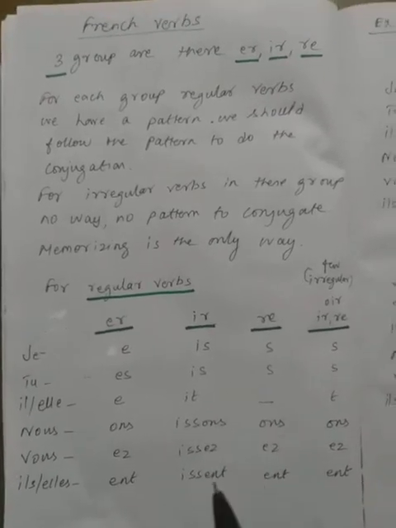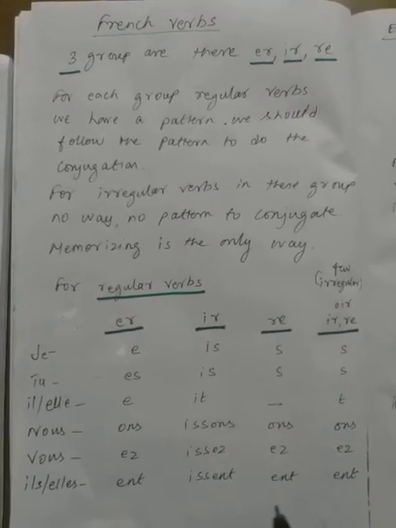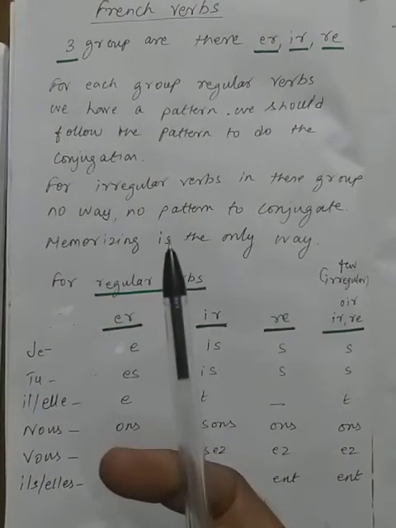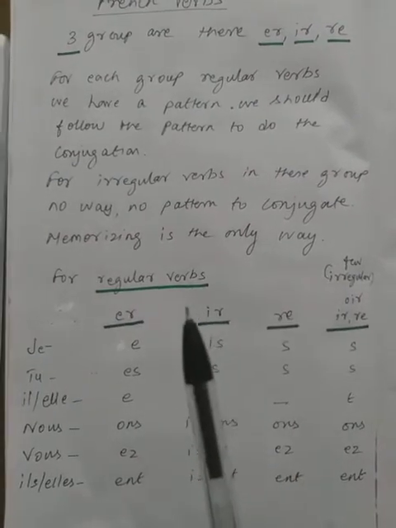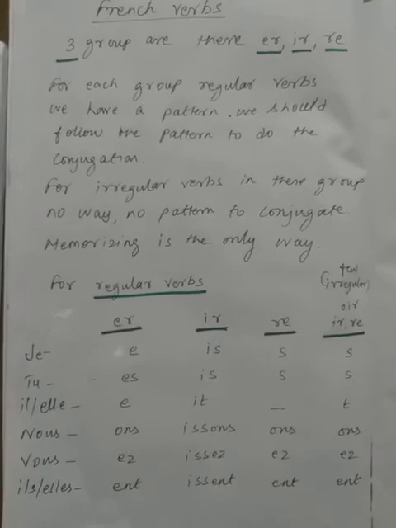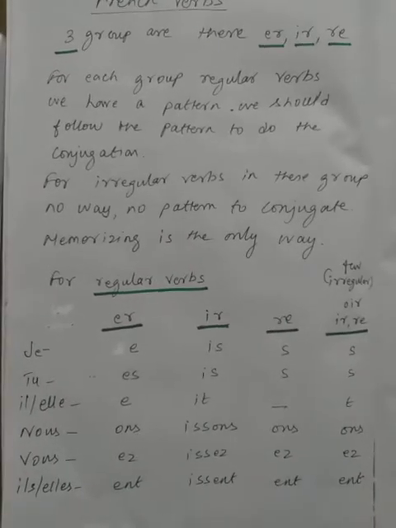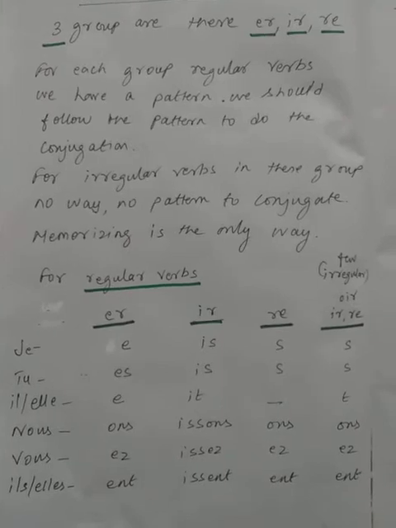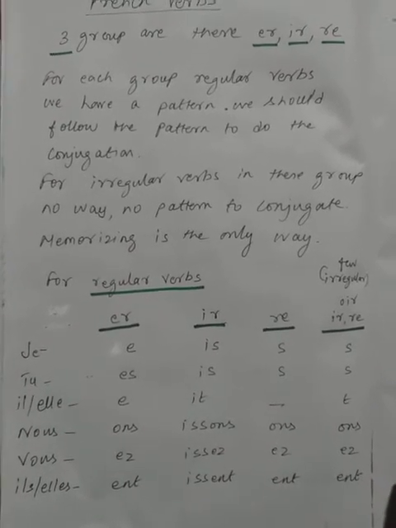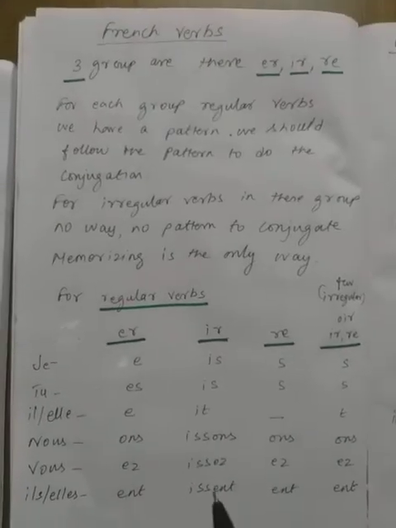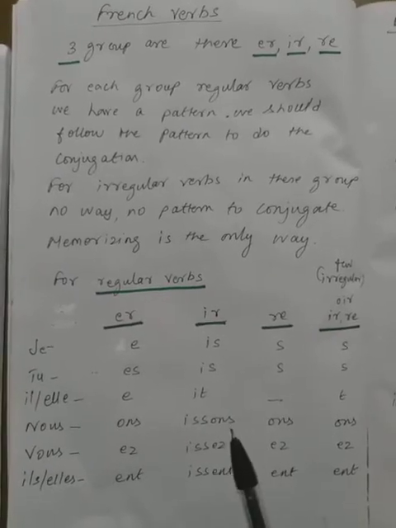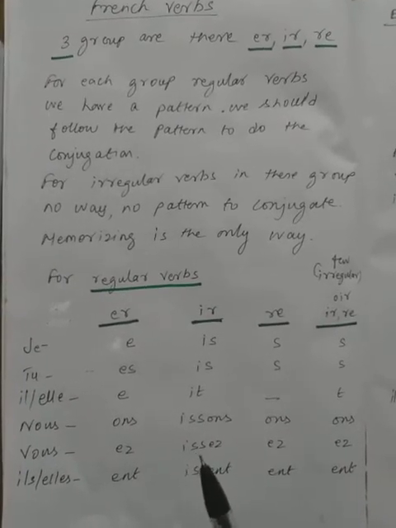This is the way to conjugate any verb. Regular, we have seen. Irregular, I told you, there is no pattern to conjugate. Just memorize it. How many irregular verbs do you have to learn? Around 15 to 20 for this year. There will be irregular verbs which have no pattern. You have to learn them by writing, practicing and memorizing. That's the only way. For regular verbs, with the help of this pattern, you can do conjugation for thousands of verbs easily.